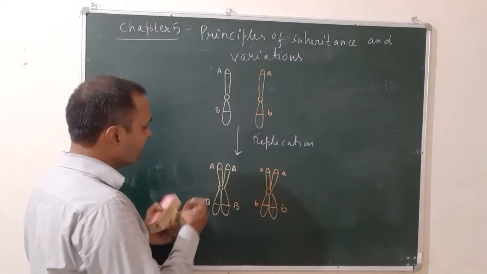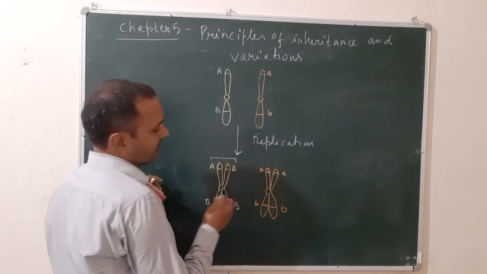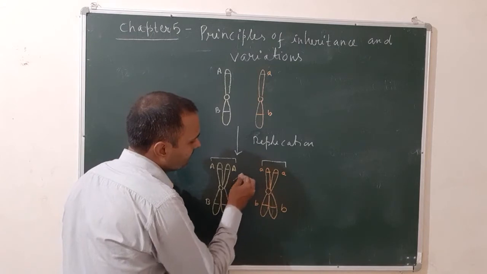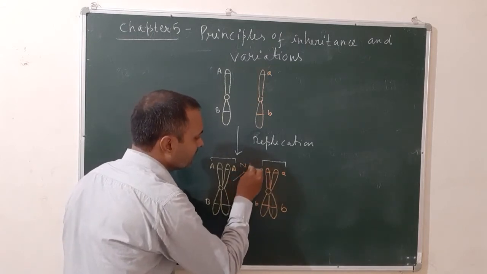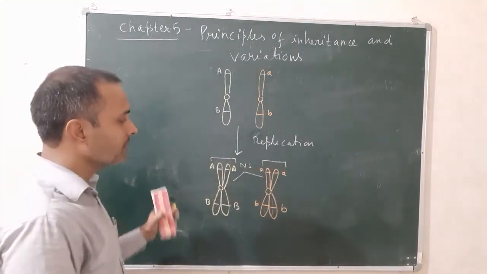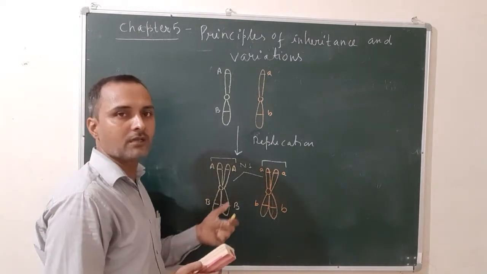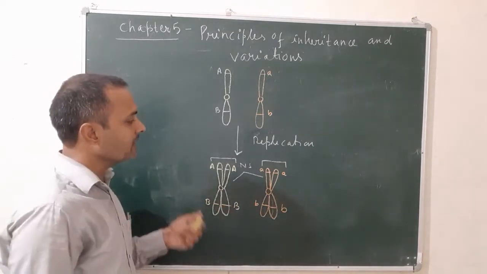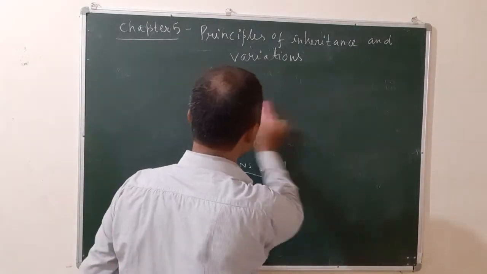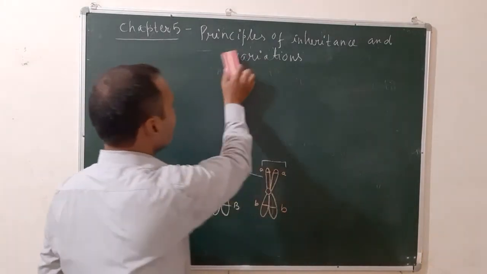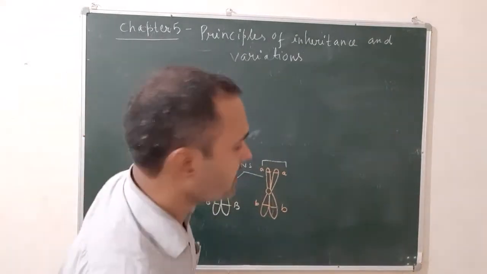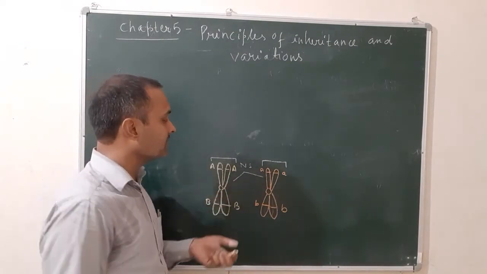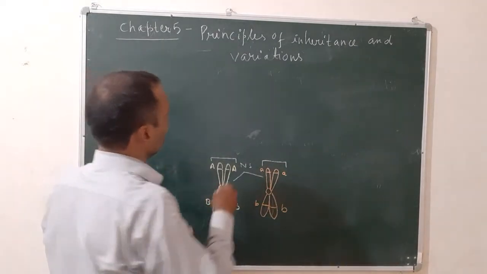You know this pair is known as sister chromatids and this pair is also known as sister chromatids, but these two pairs are known as non-sister chromatids. That means the chromatids of different pair are known as non-sister chromatids. In step 3, there is an exchange of genes between the non-sister chromatids. In step 1, DNA replication takes place. In step 2, there is crossing over.